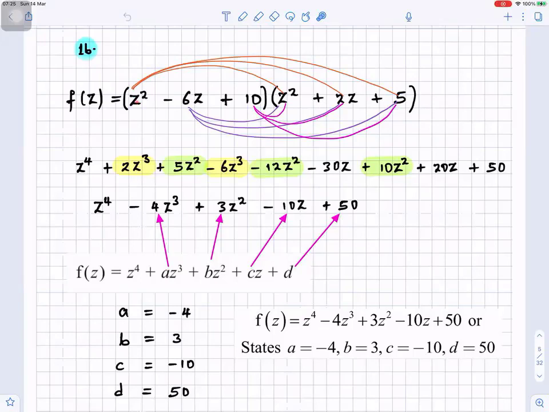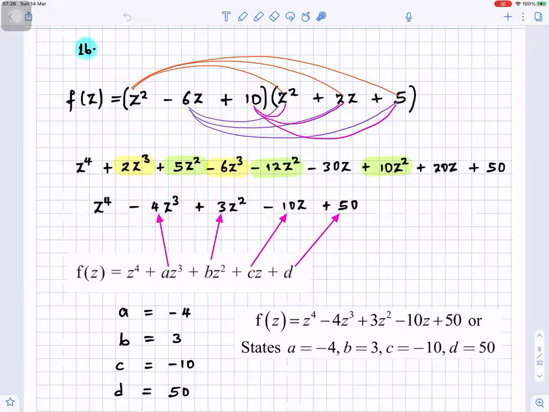So z squared times z squared, the first one, gives you z to the 4. Z squared times 2z gives you 2z cubed, and so on until you get all of that expression there. Now we have to collect like terms. Z to the 4 stays the same. And you look at the one in yellow. The yellow is the z cube. 2z cube minus 6z cube will give you minus 4z cube.